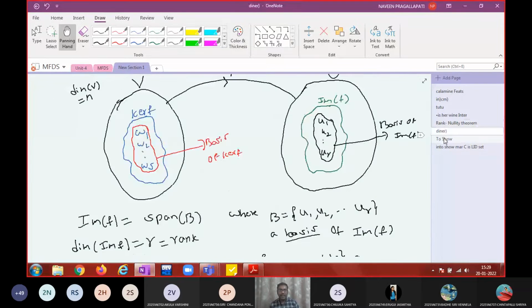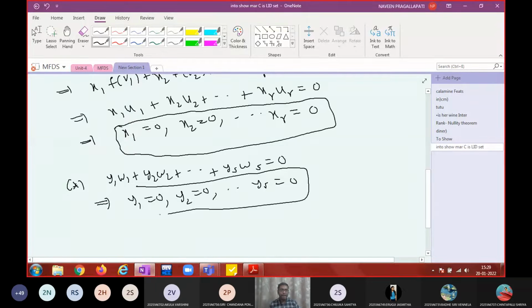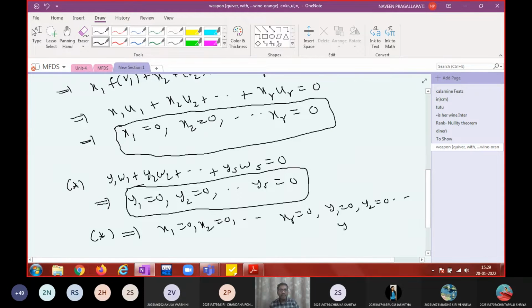Kernel F. Okay, so these are all forming the basis for the kernel F. Therefore, basis means they are linearly independent. When they are linearly independent, a linear combination of linearly independent vectors being 0 means y1 has to be 0, y2 has to be 0 and so on, ys has to be 0. Therefore, we have shown that the linear combination is 0 means x1 is 0, x2 is 0 and so on, xr is 0, y1 is 0, y2 is 0 and so on, ys is 0.